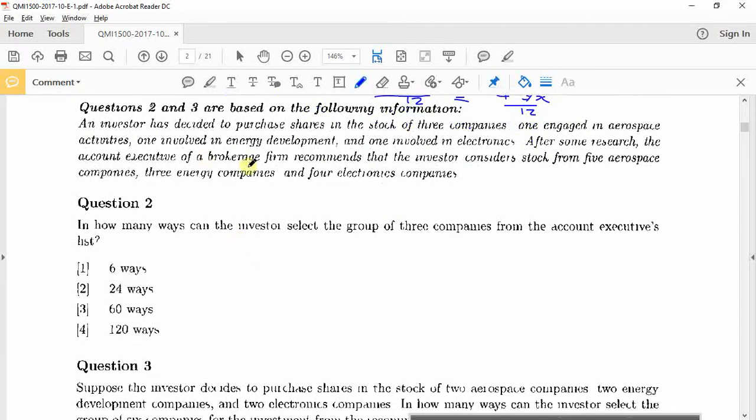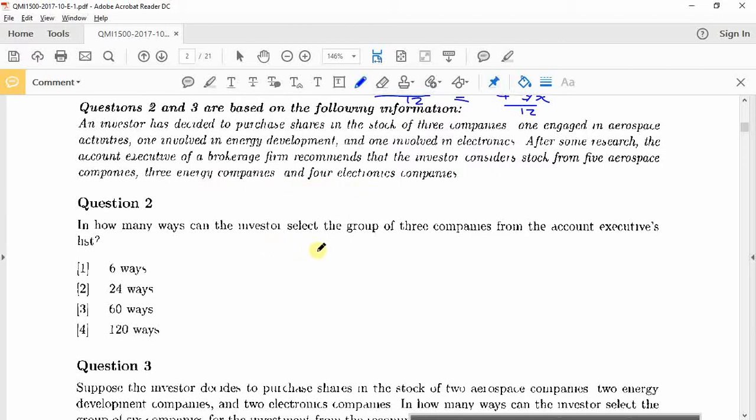Questions 2 and 3 are based on the following information. An investor has decided to purchase shares in the stock of 3 companies, 1 engaged in aerospace activities, 1 involved in energy, and 1 involved in electronics. After some research, the account executive of a brokerage firm recommends that the investor consider stock from 5 aerospace companies, 3 energy, and 4 electronics companies. In how many ways can the investor select the group of 3 companies from the account executive's list?